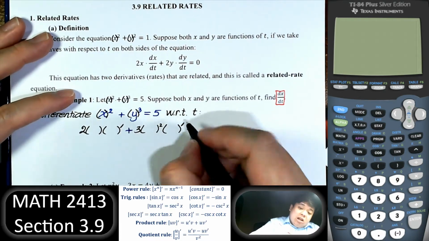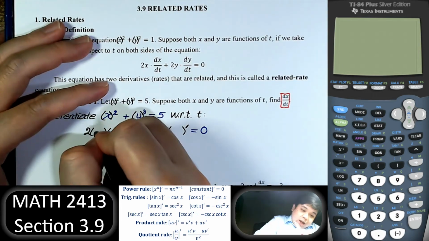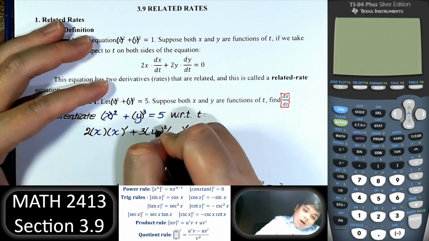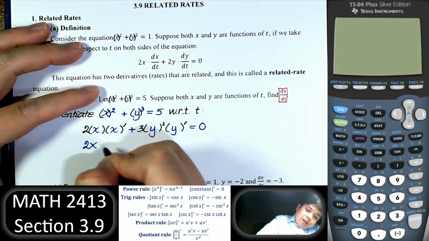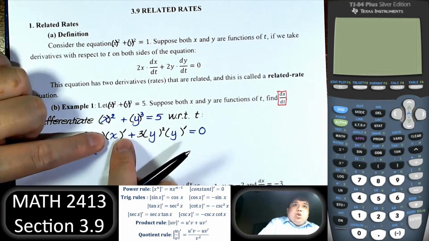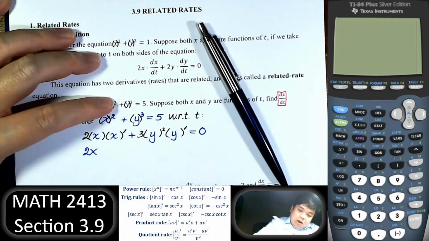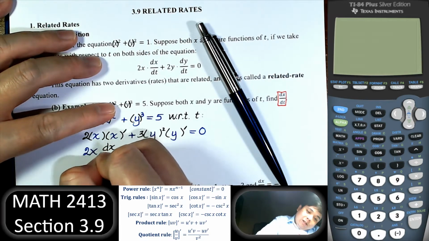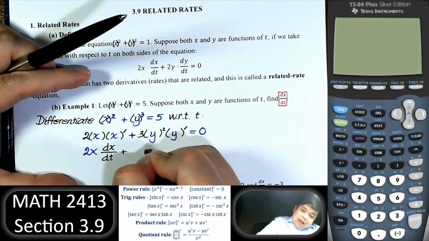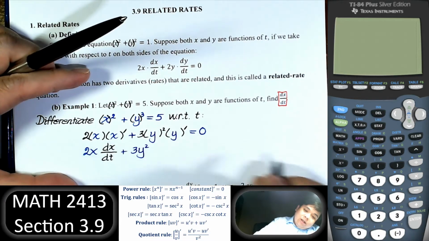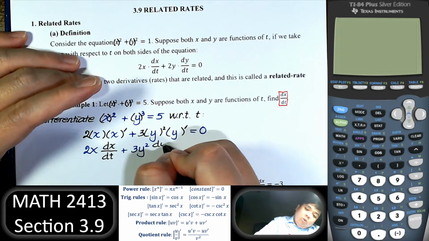Derivative of 5, that's a constant, derivative is 0, right? Now we're just going to put x here and then y there. Now 2x, x prime, so this is derivative of x with respect to t, so for that we're going to write dx over dt, and here we have 3y squared, derivative of y with respect to t, so let's write dy over dt.